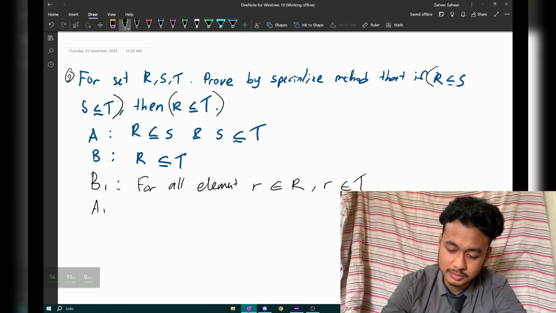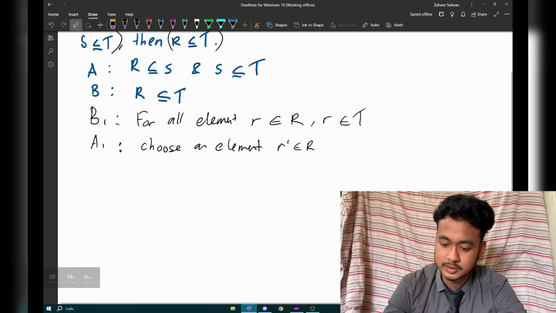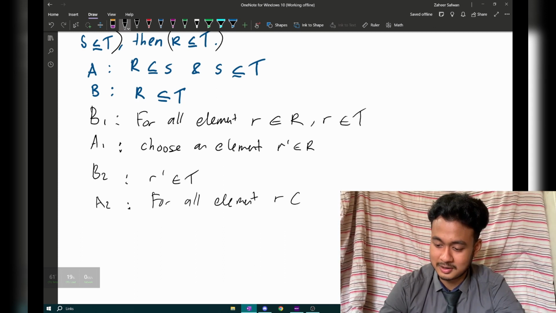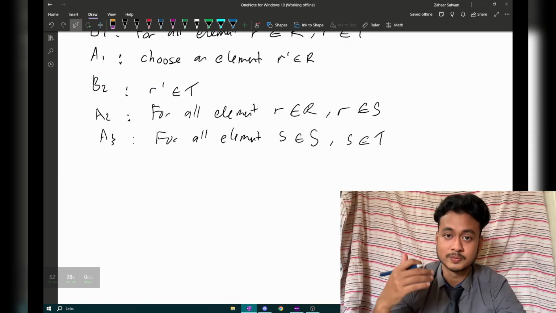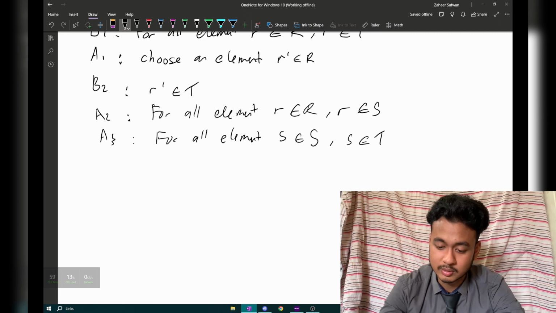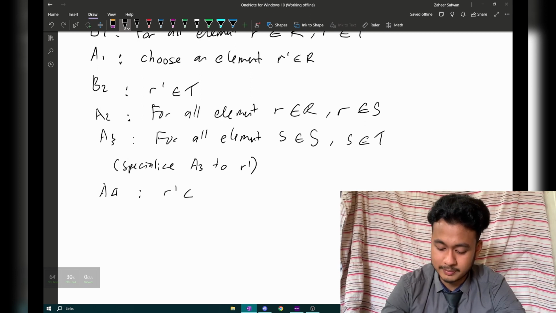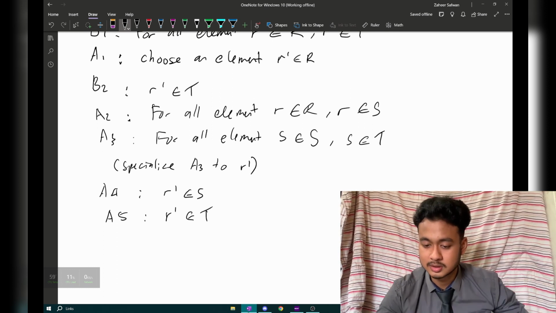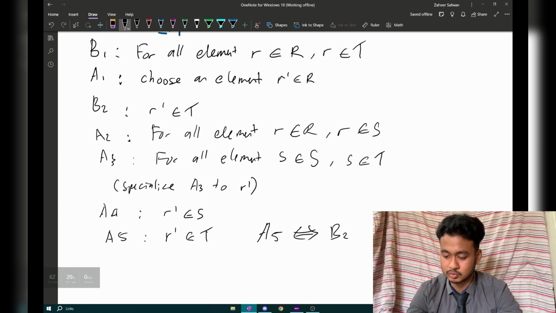Our A1, we have to choose an element, that is r prime. Next, our B2, r prime in T. Our A2, for all elements r in R, r is in S. Our A3, for all elements s in S, s is in T. So we have to specialize A3 in order to get A4. Specialize it into r prime. We will get our A4, r prime in S. And lastly, our A5, we will get r prime in T. As we can see here, it is the same. Our A5 is proven with B2. So that's all from me.